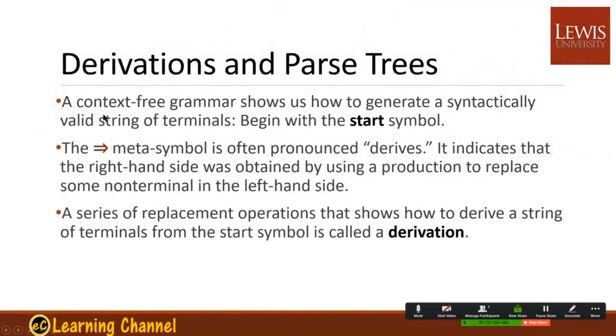So derivation and parse tree. A context-free grammar shows us how to generate a syntactically valid string of terminals, beginning with the start symbol. The metasymbol is often pronounced as derives. So basically, the left-hand side derives the right-hand side. It indicates that the right-hand side was obtained by using a production rule to replace some non-terminal on the left-hand side. A series of replacement operations that shows how to derive a string of terminals from the start symbol is called a derivation.